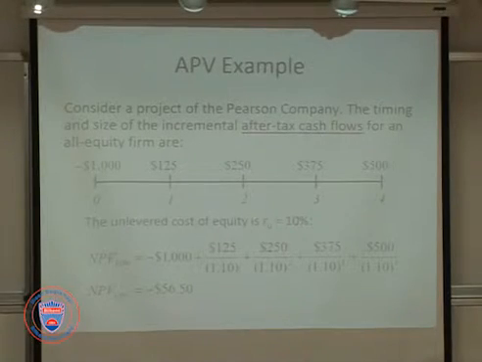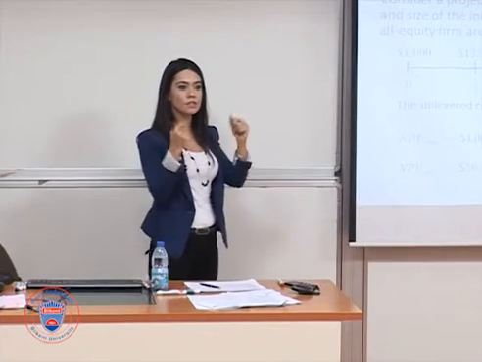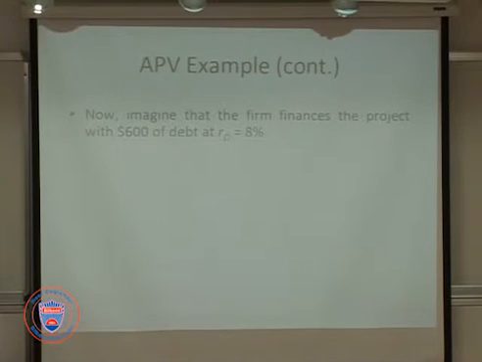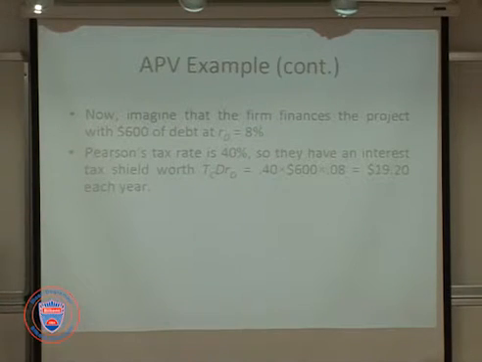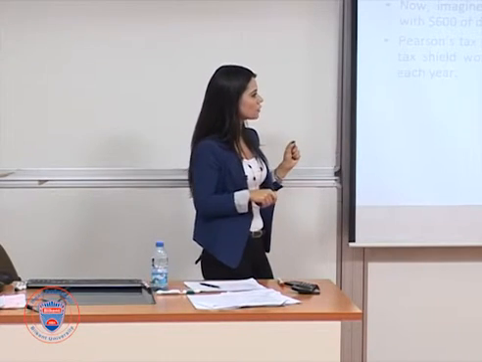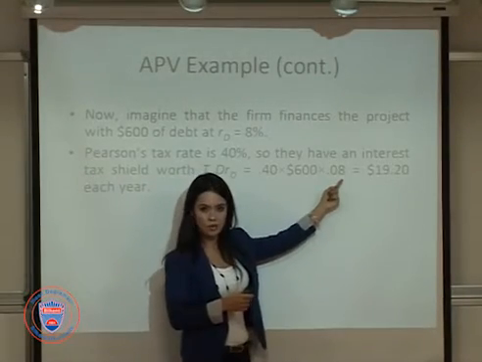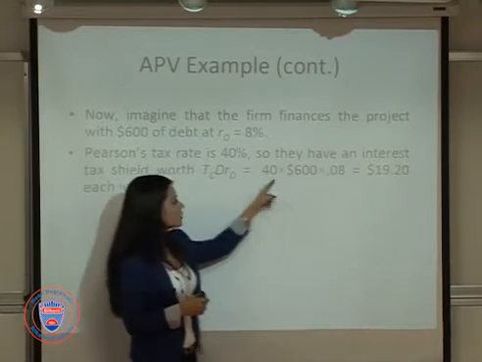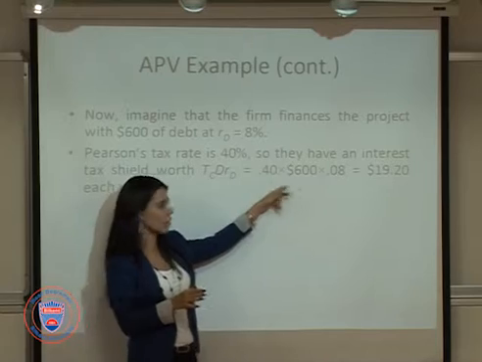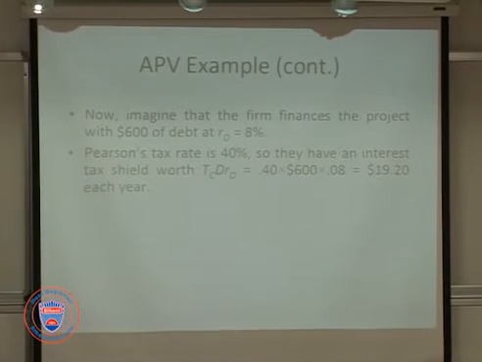Are we done? No, we are trying to figure out adjusted present value. We're going to consider the financing effects. So now suppose that the firm finances this project with $600 debt and the cost of debt is 8%. The tax rate is 40%. The tax benefit every period will be equal to $19 million. How did we calculate it? 600 is the debt, 8% is the cost of debt, so this is how much interest you're going to pay. But you're calculating the tax benefit, so you multiply it by the tax rate, 19.2. So you are going to have an interest tax shield worth about 19 million every year.